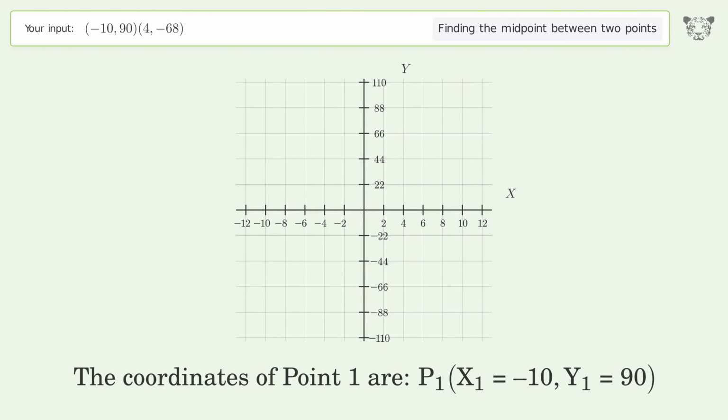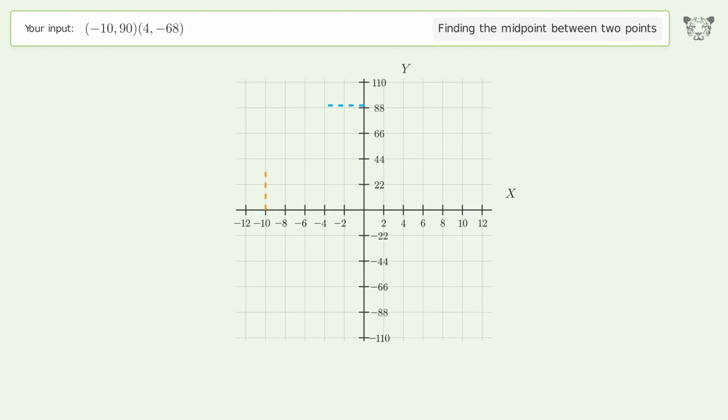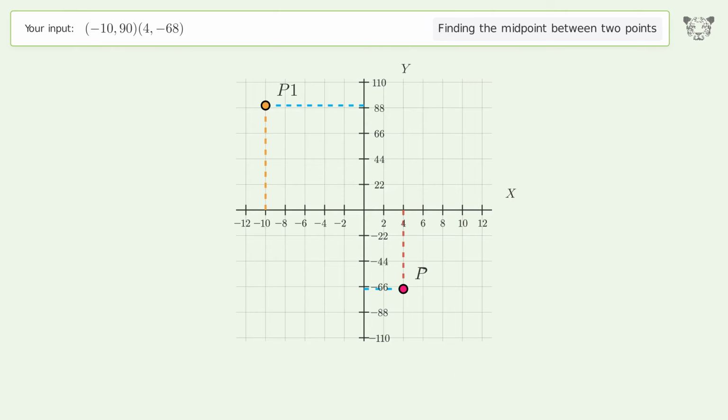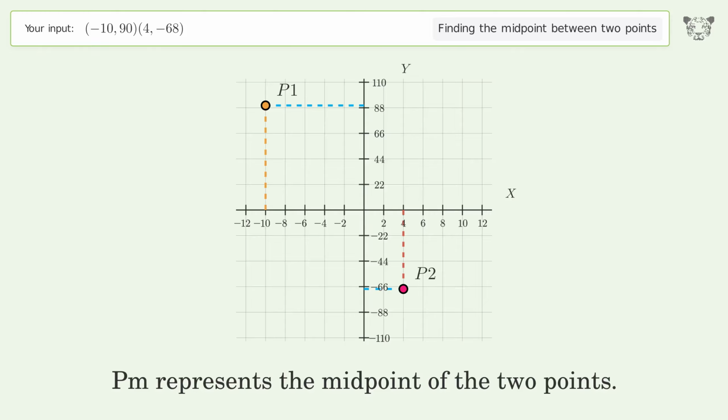The coordinates of point 1 are x1 equals -10, y1 equals 90. The coordinates of point 2 are x2 equals 4, y2 equals -68. PM represents the midpoint of the 2 points.